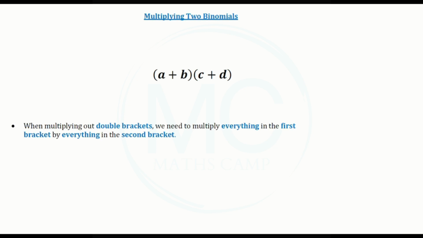Hi, when multiplying two binomials, you will get something that looks like this: a plus b multiplied by c plus d. When multiplying out double brackets, we need to multiply everything in the first bracket by everything in the second bracket. When doing this, we use FOIL, F-O-I-L, which stands for first, outside, inside, last.